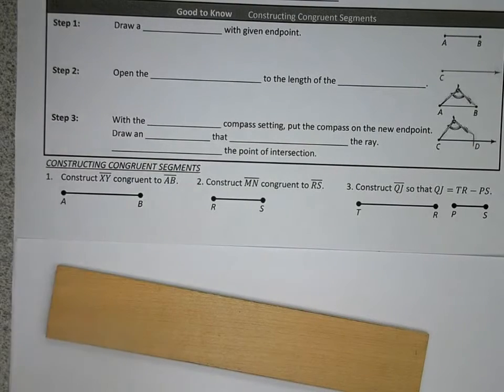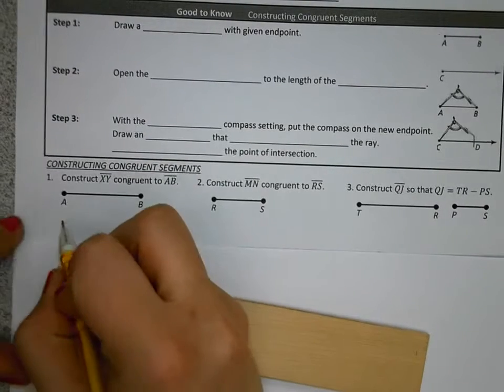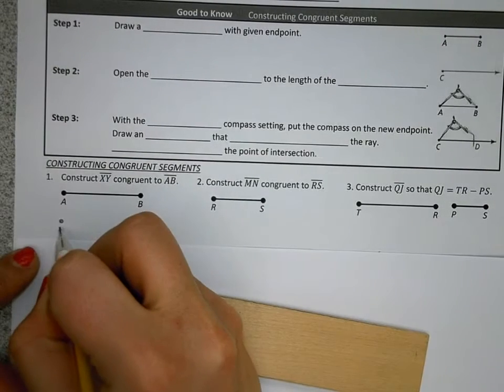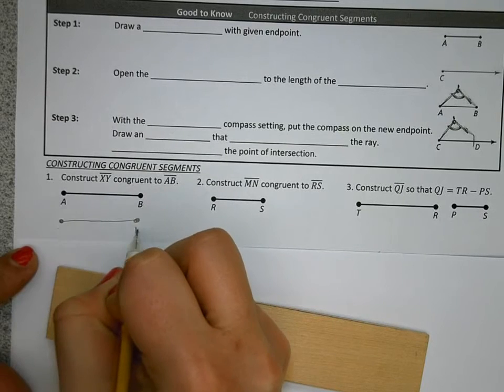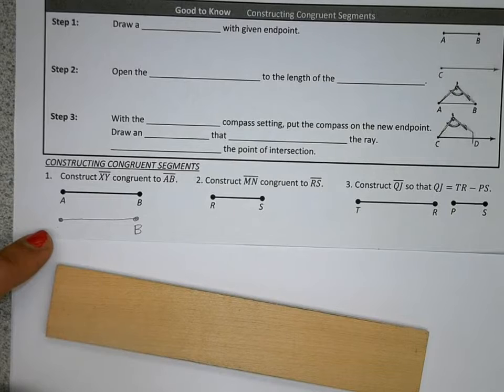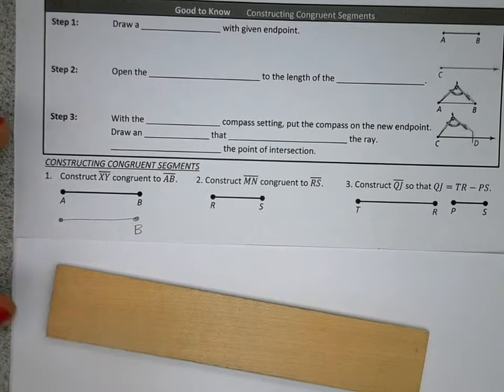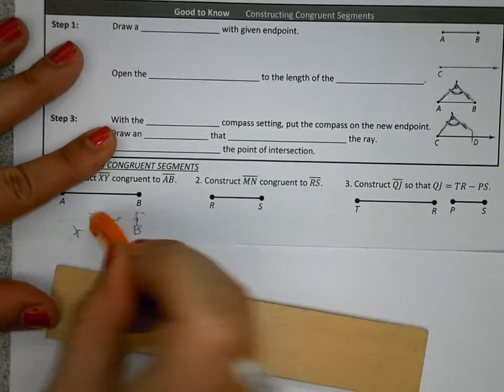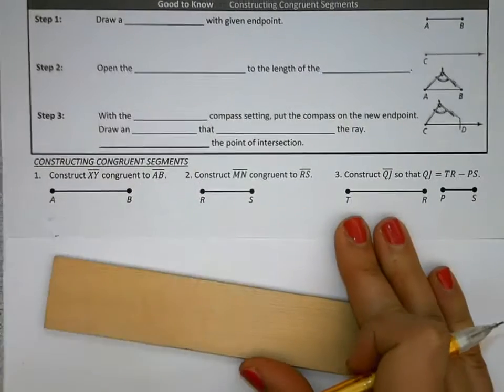A lot of students also like to say, well, I'll put an endpoint here, I'll make a line, and I'll put an endpoint here. There is no way to prove that that is the exact same segment, right? So we are going to be using the compass to make this. So let's write out the steps first.